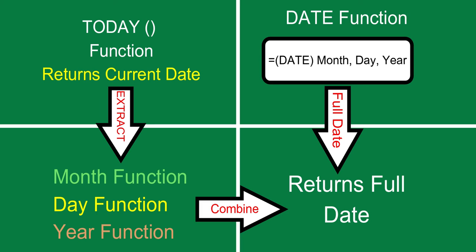As you can see, the Today function will return the current date. We will then use that information to extract the month, day, and year using the individual functions. We will take that information and compile it into one full date using the date function. This lesson will provide the opportunity to look at multiple functions in one lesson. Let's go ahead and take a look at our lesson so we can solidify the understanding.